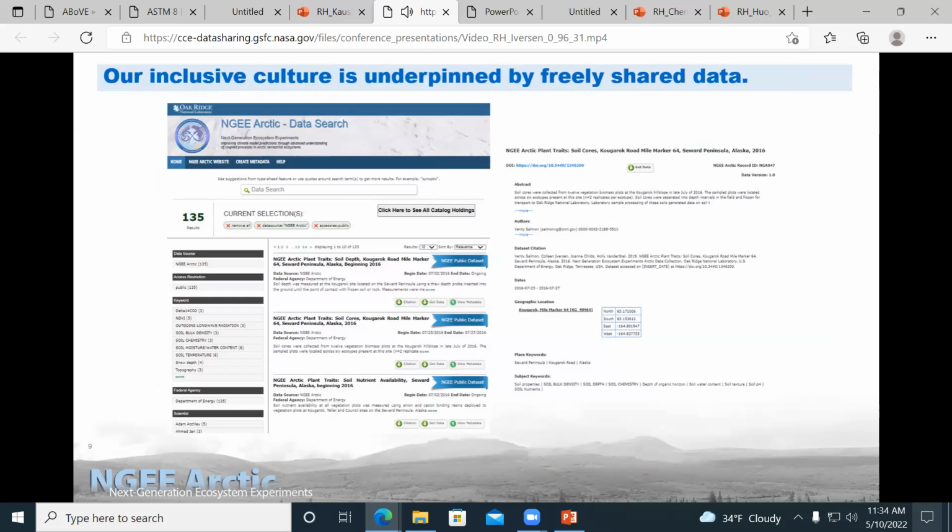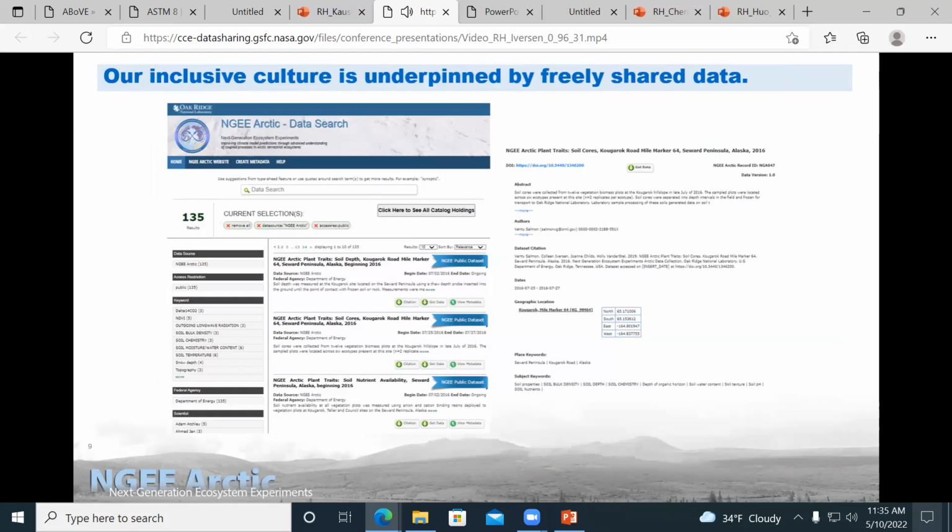In addition to intentionally developing this culture of safety and trust in team science, we've also found other ways to collaborate across disciplines. For example, we implemented open and fair data policies early in the project, and more than 130 NG Arctic data sets can be publicly and freely accessed through the NG Arctic data portal.